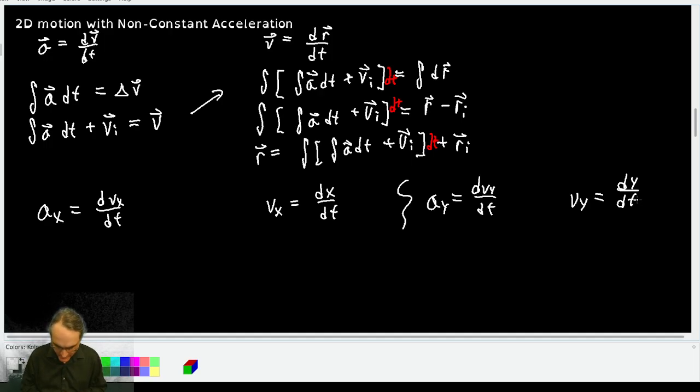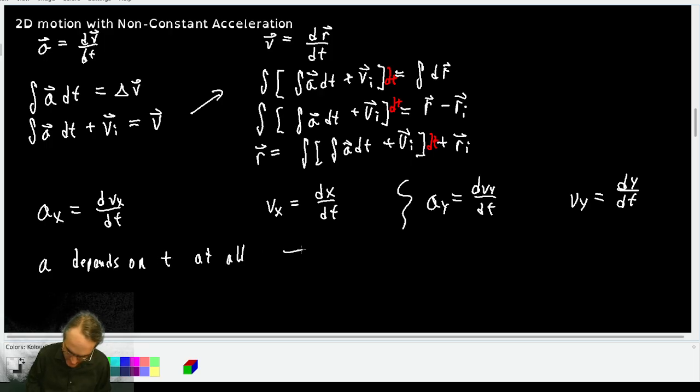So it's still as straightforward as it was. The real trick is just to identify when you have a non-constant acceleration. And again, if a depends on t at all, then non-constant acceleration.